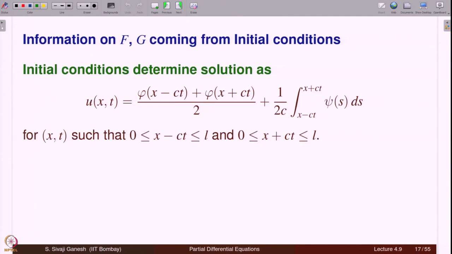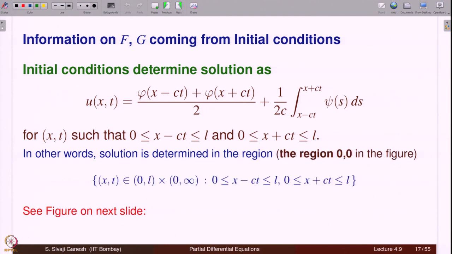So, initial conditions determine the solution by the D'Alembert formula, but the solution we obtain only for few (x,t), not for all (x,t) in the strip that we wanted to solve for. It is only here in this region. That means the solution is determined in this region, which is written here: (x,t) in (0, L) cross (0, infinity), such that x minus ct lies between 0 and L and x plus ct lies between 0 and L. We have a figure on the next slide, let us look at that, and also the interpretation in terms of xi and eta, okay, xi between 0 and L, eta between 0 and L.